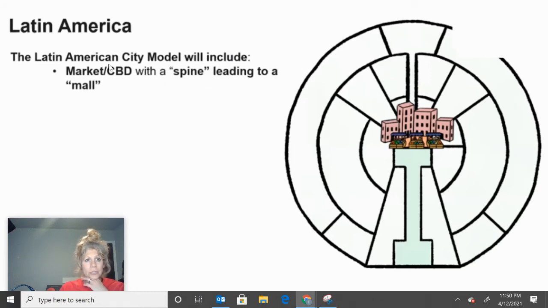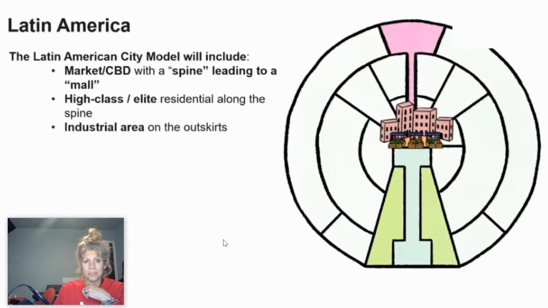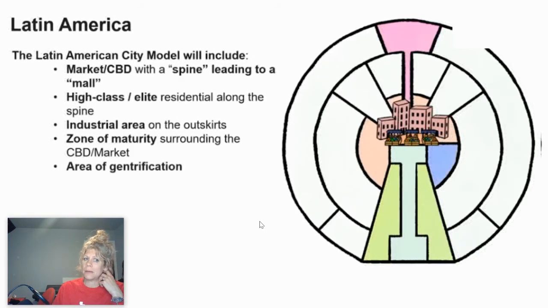All right, and you guys do not need to know all these, but some key characteristics maybe you want to list in your notes are that you are going to have a central business district in the middle, and then you have this spine that leads up to the mall. You're going to have your high class elite that is going to be really close to that spine that leads up to the central business district. On the outskirts, you're going to have those industrial areas, and then you might even have a market that is going to show the zone of maturity, where you're going to have a lot of old architecture.